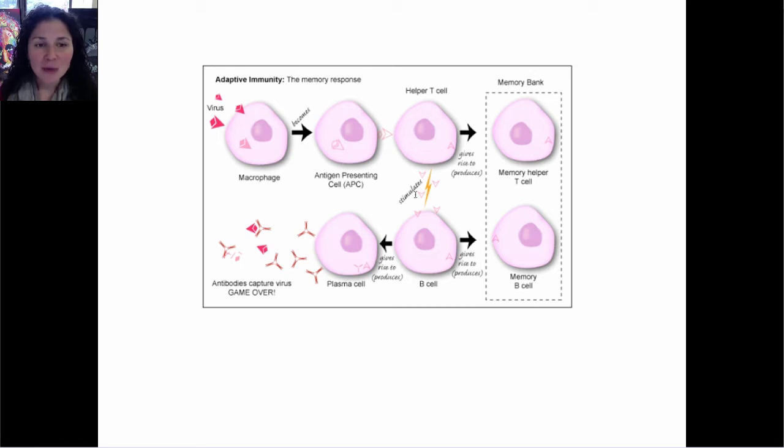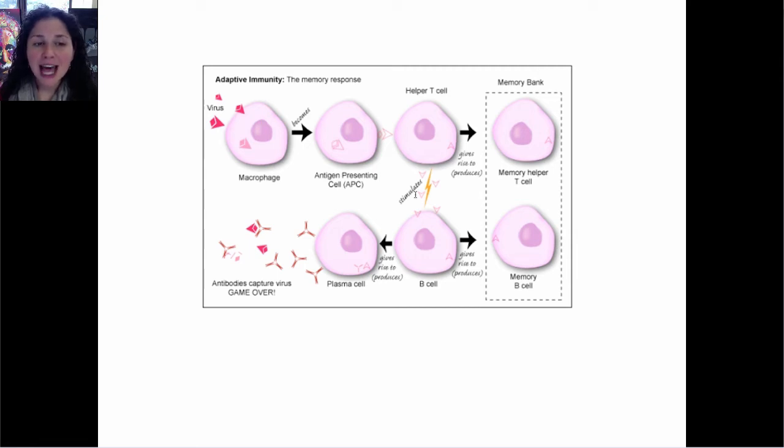This means that it makes more of itself, memory helper T cells that will remember the virus target, and causes the B cells to become a plasma cell that makes the antibody against the virus. The antibodies attach to the virus and destroy it. The B cell will also clonally expand to make memory B cells that will remember which antibody to make against this virus. Memory cells wait for the future invasion by this particular virus and respond quickly.